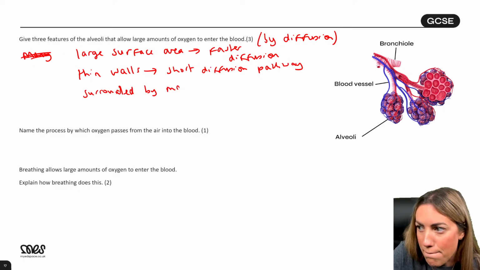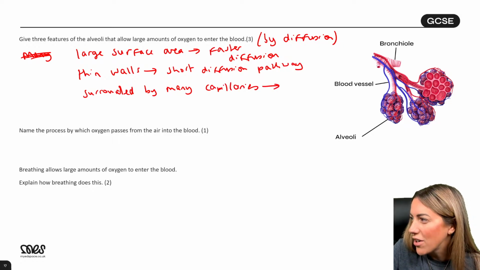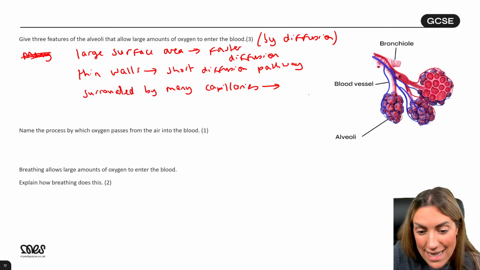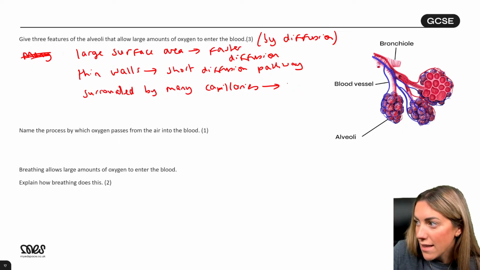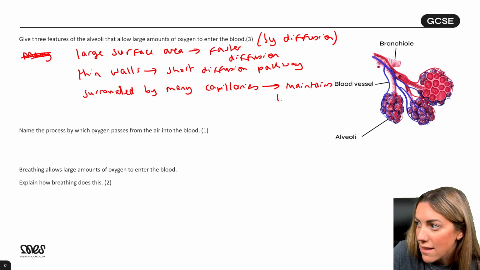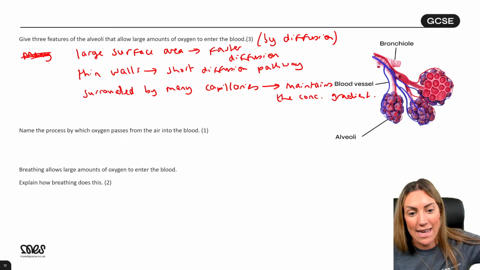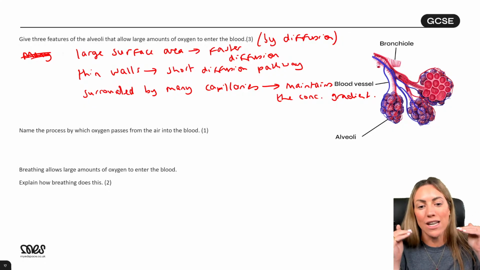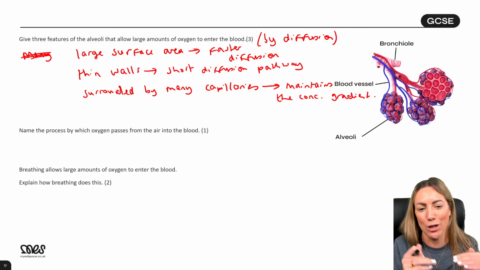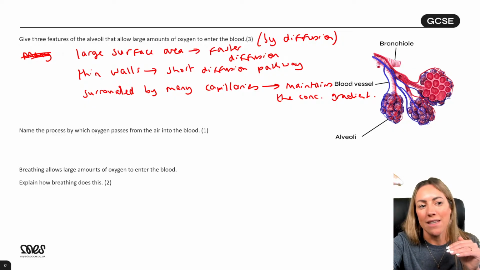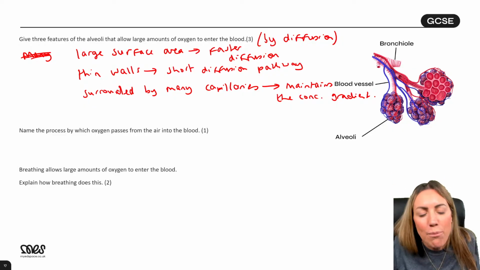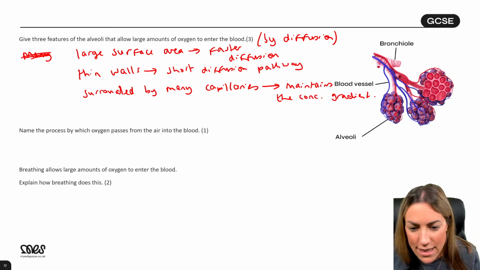Surrounded by many capillaries. How would we link that? You can actually see, can't you? You can see all the capillaries. Or good blood supply is fine. Good blood supply, rich blood supply, surrounded by lots of capillaries. Yeah, so that maintains the concentration gradient. And again, think about what that means. As soon as oxygen enters the blood, it gets carried away. So you're basically saying there's always a lower concentration of oxygen in the blood than the air sac. There's always going to be a concentration gradient. So equilibrium will never be reached. Oxygen will keep diffusing into the blood.